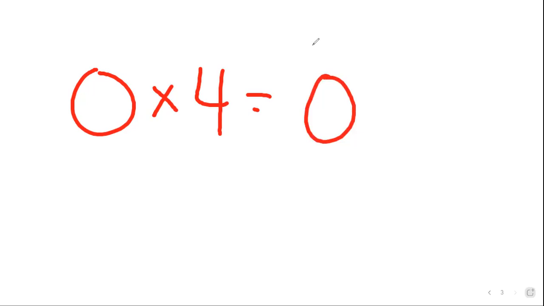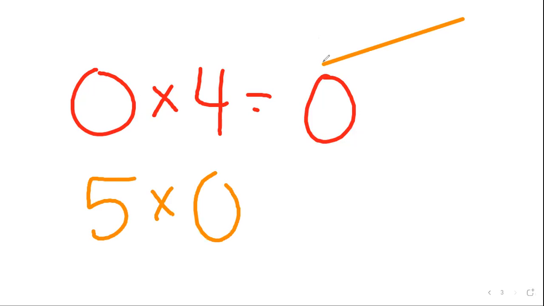What if I had the equation 5 times 0? What's my answer? Right, it's going to be 0. Okay, because anytime I multiply a number by 0, I'm going to get 0.